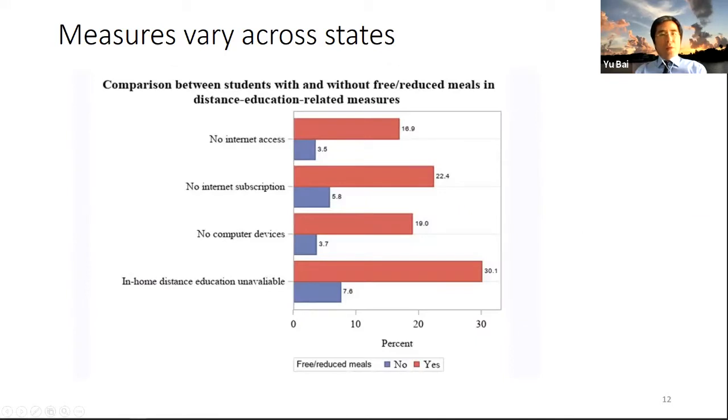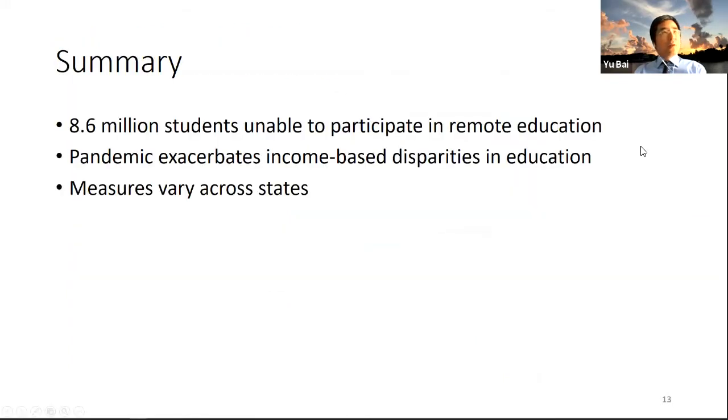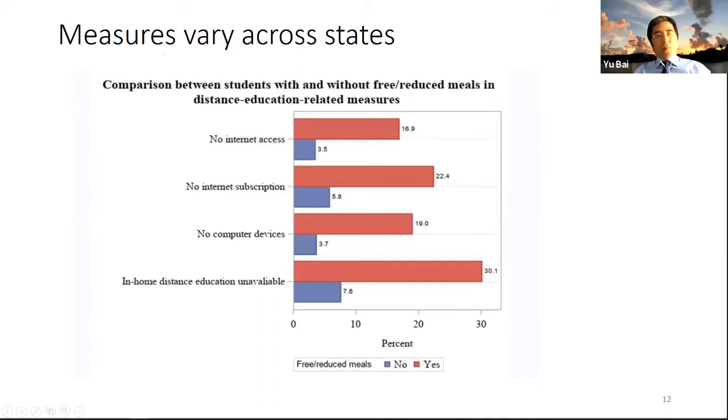This bar graph compares the proportions of students who would be unable to participate in remote education between the low income and the middle income students. So in total, 30% of low income students are unable to participate in remote education, compared with 7.6% for the middle income students.